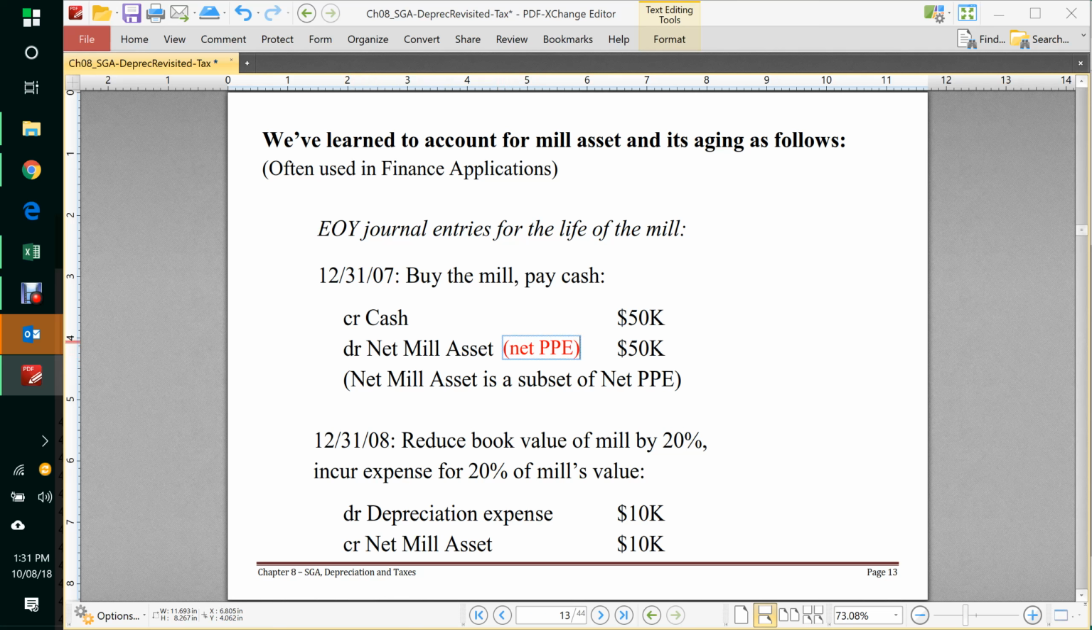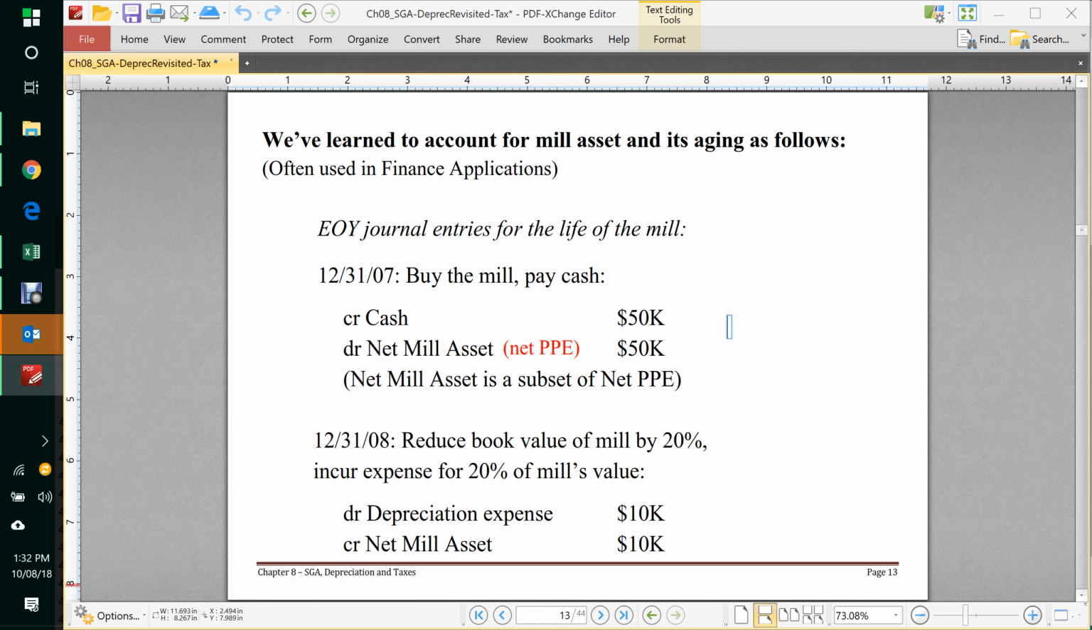I'm just showing individual components of PPE here. So that's why I said net mill asset, and that's a debit because that's the new asset that they have that they're going to use for a long time, 5 years, to help them make money. Okay. One year later, they need to reduce the book value of the mill by 20%, and they're going to incur the expense for 20% of the mill's value. Remember, the idea is we recognize the expense for the cost of the mill over its useful life, so 20% a year. Okay. All right.